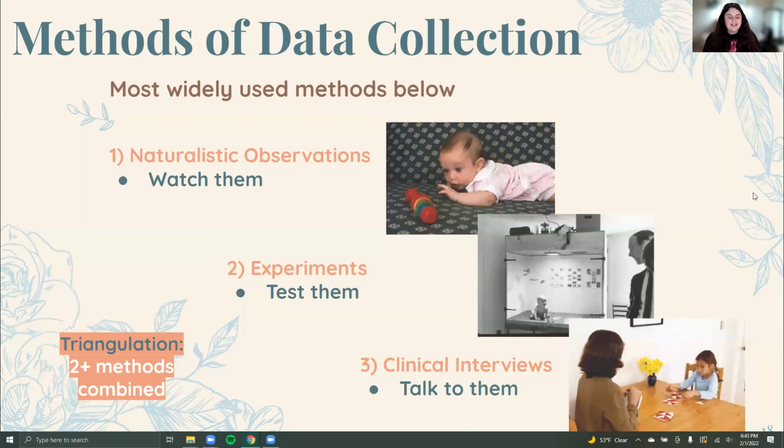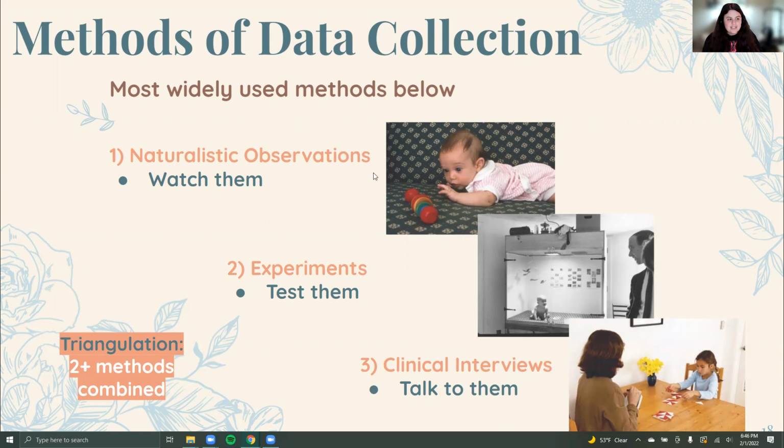Okay, welcome back. So now we have set the stage for developmental research by talking about the goals of research and the criteria of research, just as the preliminary things to consider before we actually engage in research. Now we're going to talk about the methods used to collect data, and afterward we'll talk about actual research designs that are used. So the most widely used methods are listed here.